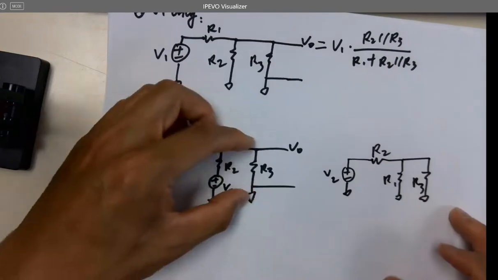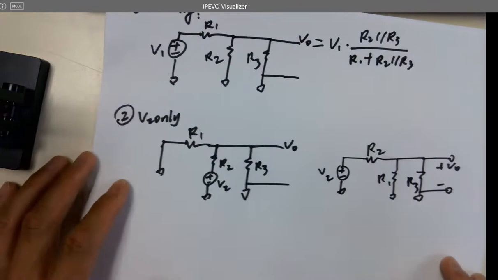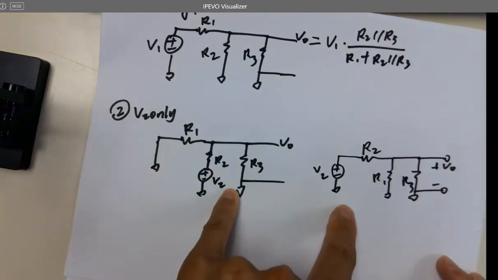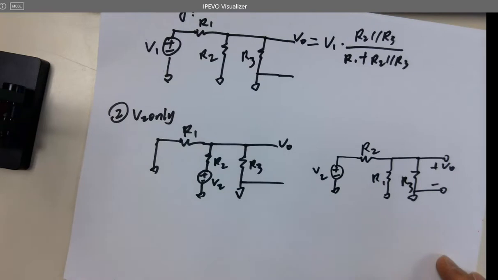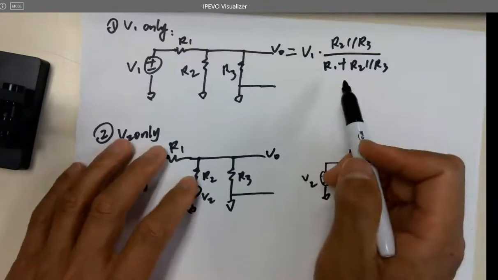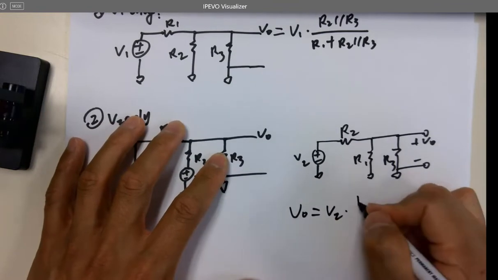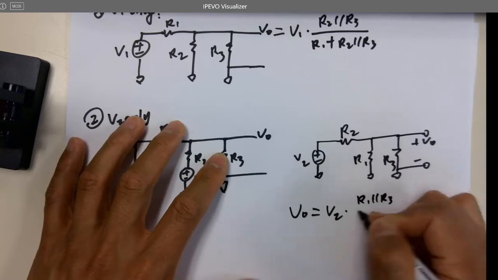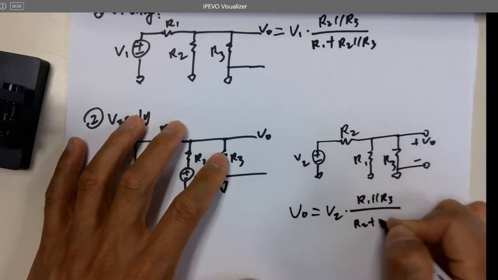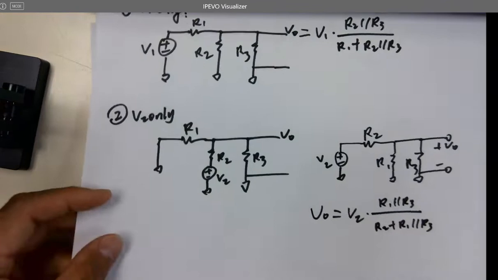And what is V out? V out is the voltage over R3. So here's V out, plus minus, right? It's equivalent. Good. All right, so now what? Do the same thing, right? V2 this time: R1 in parallel with R3 over R2 plus R1 in parallel with R3. That's V2 only. What about V3 only?